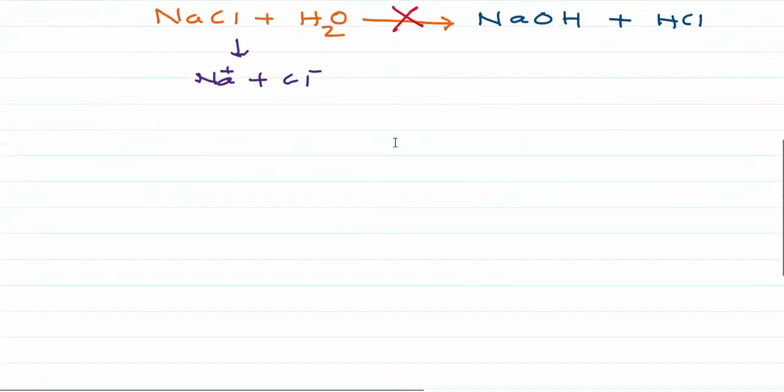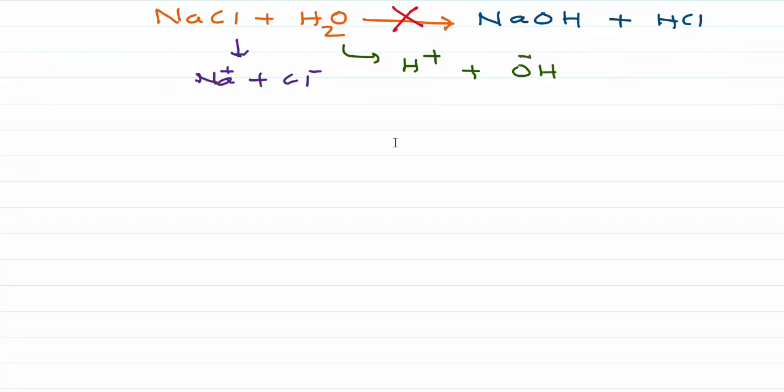We got Na+ and Cl- ions from NaCl. From water, part of the water is present as H+ and OH-. We got Na+ and H+ ions as cations, Cl- and OH- as anions. Now, imagine that we are passing electricity through the mixture.